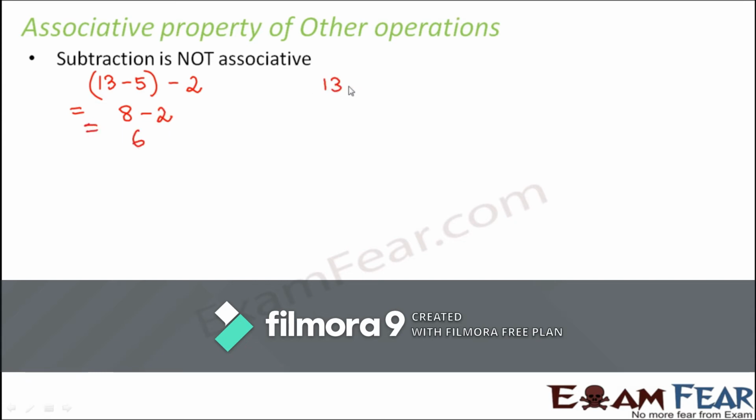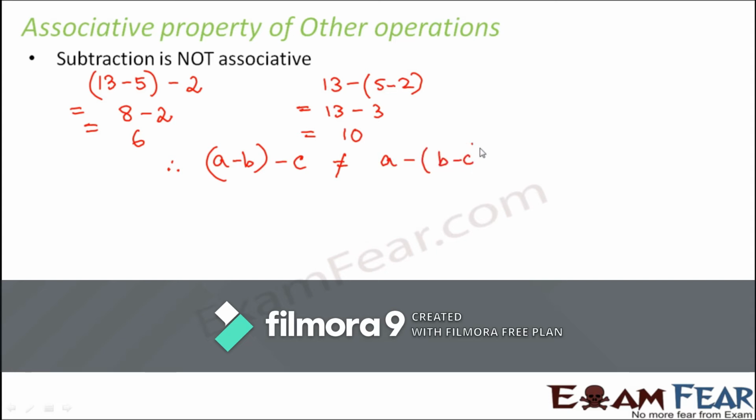Now let us change the position of the brackets, that is 13 - (5 - 2). So this becomes 5 minus 2 is 3. So the result here is 10. So we observe that in this case, the results in the two cases are not the same. So we observe that (A - B) - C is not equal to A - (B - C). So this is not true for subtraction. Therefore, subtraction is not associative.